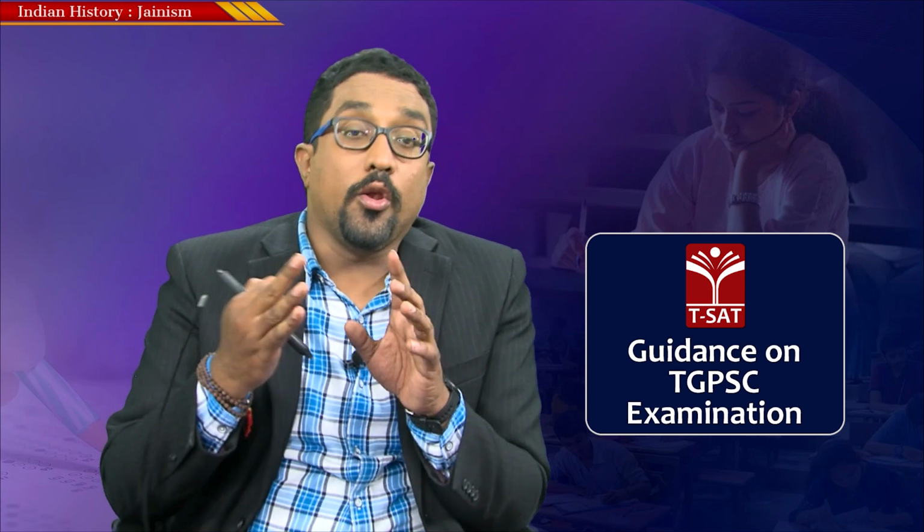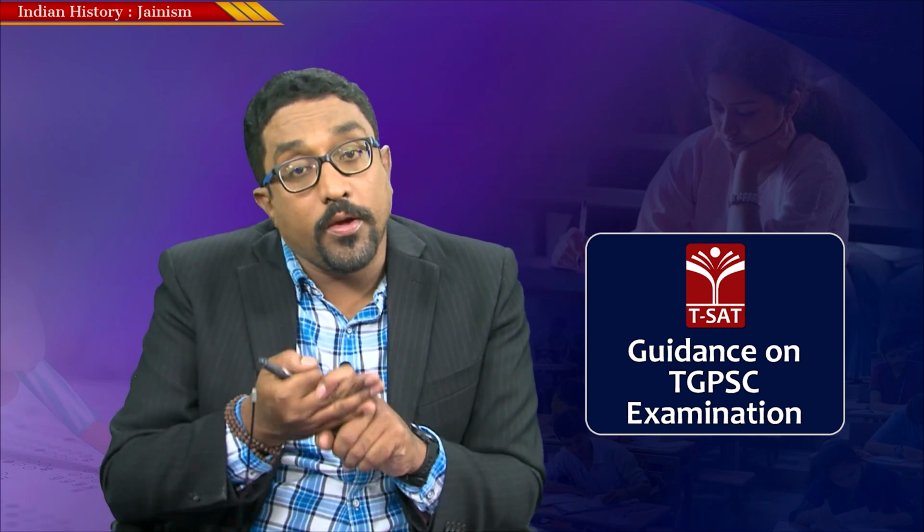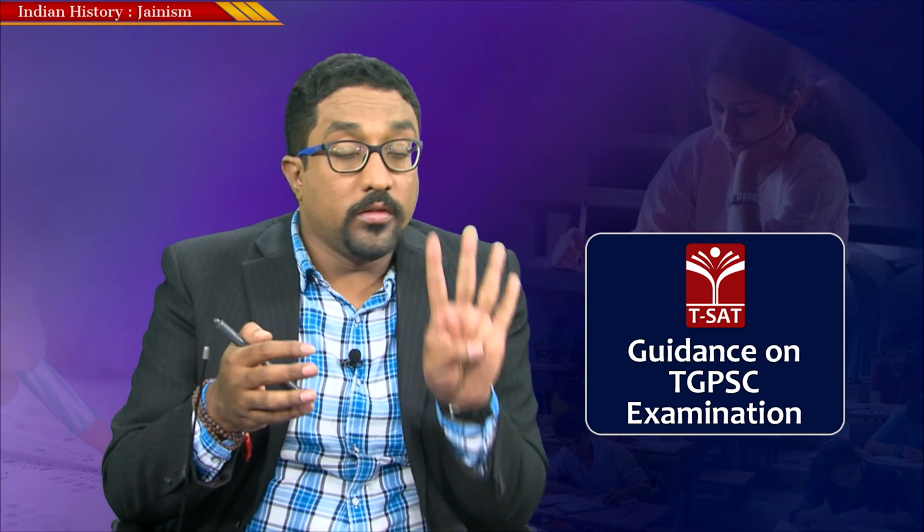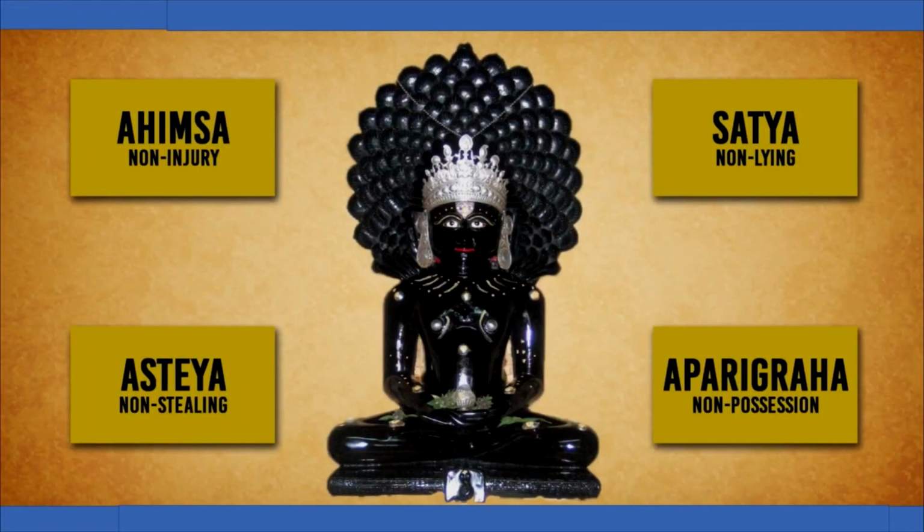Aparigraha, not to have wealth beyond means. Then Satya, truth. These are the 4 rules: ahimsa, astheya, aparigraha, Satya. These 4 were given by Parshavanada, the 23rd Guru. And this is the hooded snake that you see, the symbol.